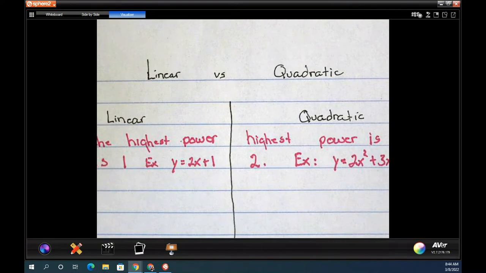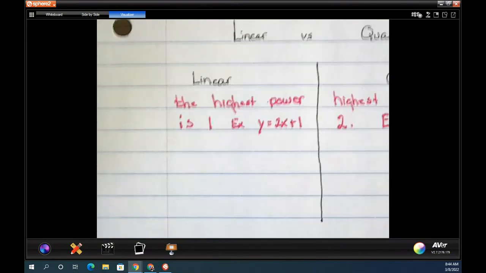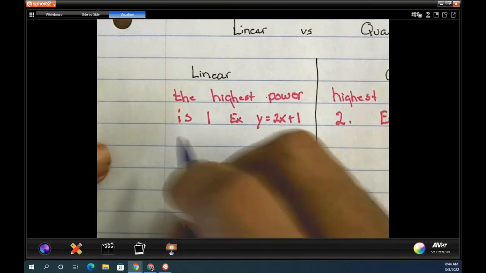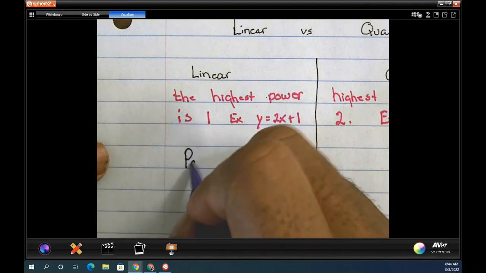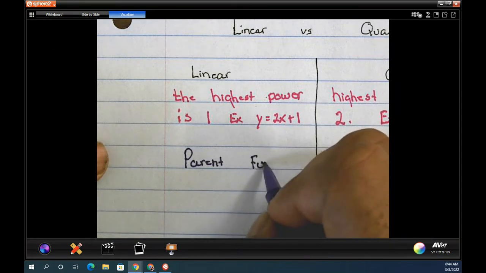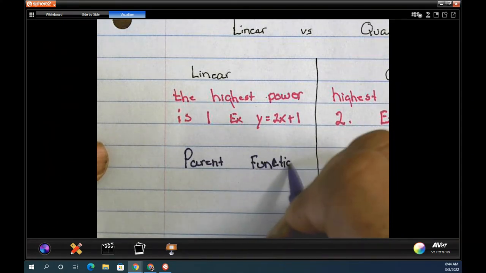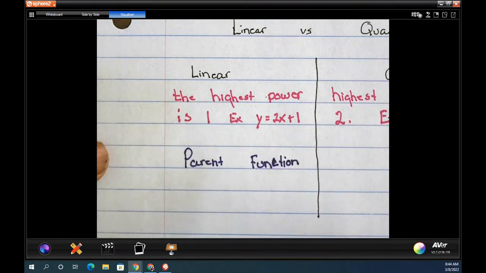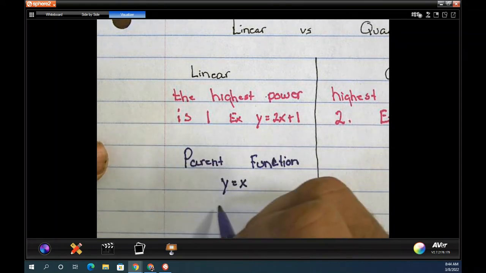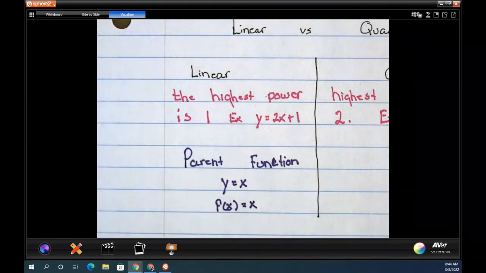All right. Now, here's the thing. I've seen y'all try to graph this, and I always get a horizontal line. The parent function for a linear is just y equals x. Or you will see it like this: f of x is equal to x. That's the parent function.